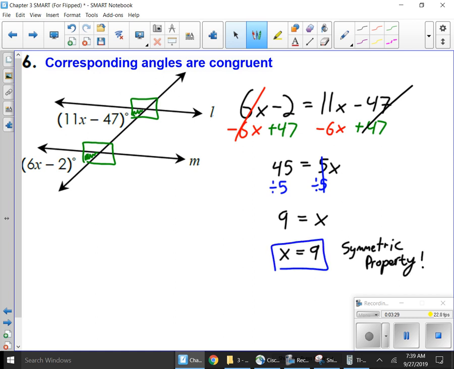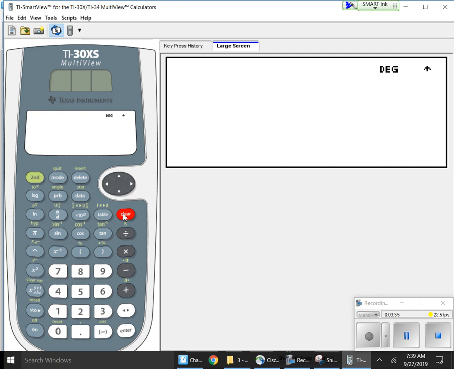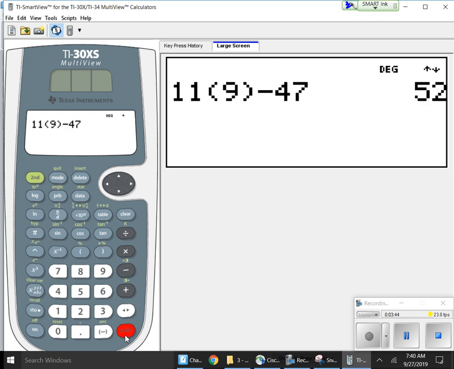Again, I do encourage you to go back and check your work. If x is 9, we should wind up with two congruent angle measures when I substitute it back in. 11 times 9 minus 47, that gives me an angle measure of 52 degrees. And then 6 times 9 minus 2 gives me a value of 52 as well. So we know that these angles are congruent, and we did this one correctly.